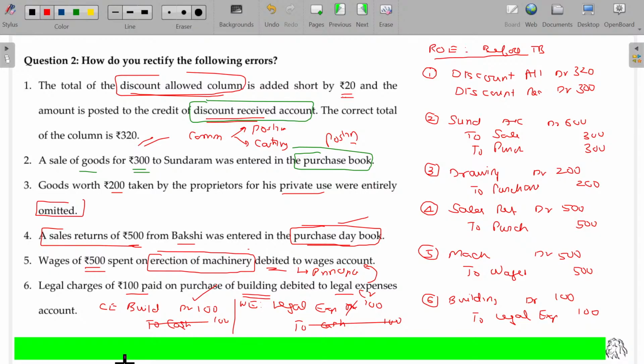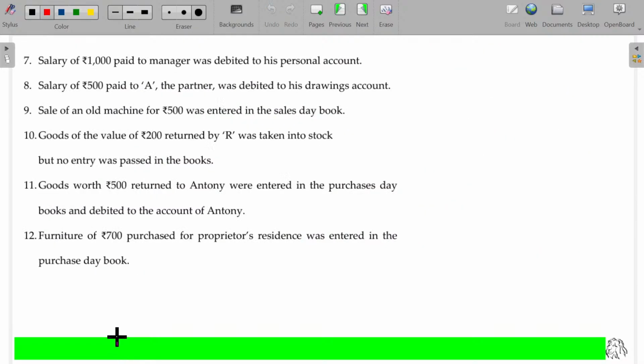Shall I move on to the next one? And the seventh one: salary 1000 paid to manager was debited to his personal account. What is the correct entry? Salary paid. Entry being salary account debit to cash. The value being 1000.